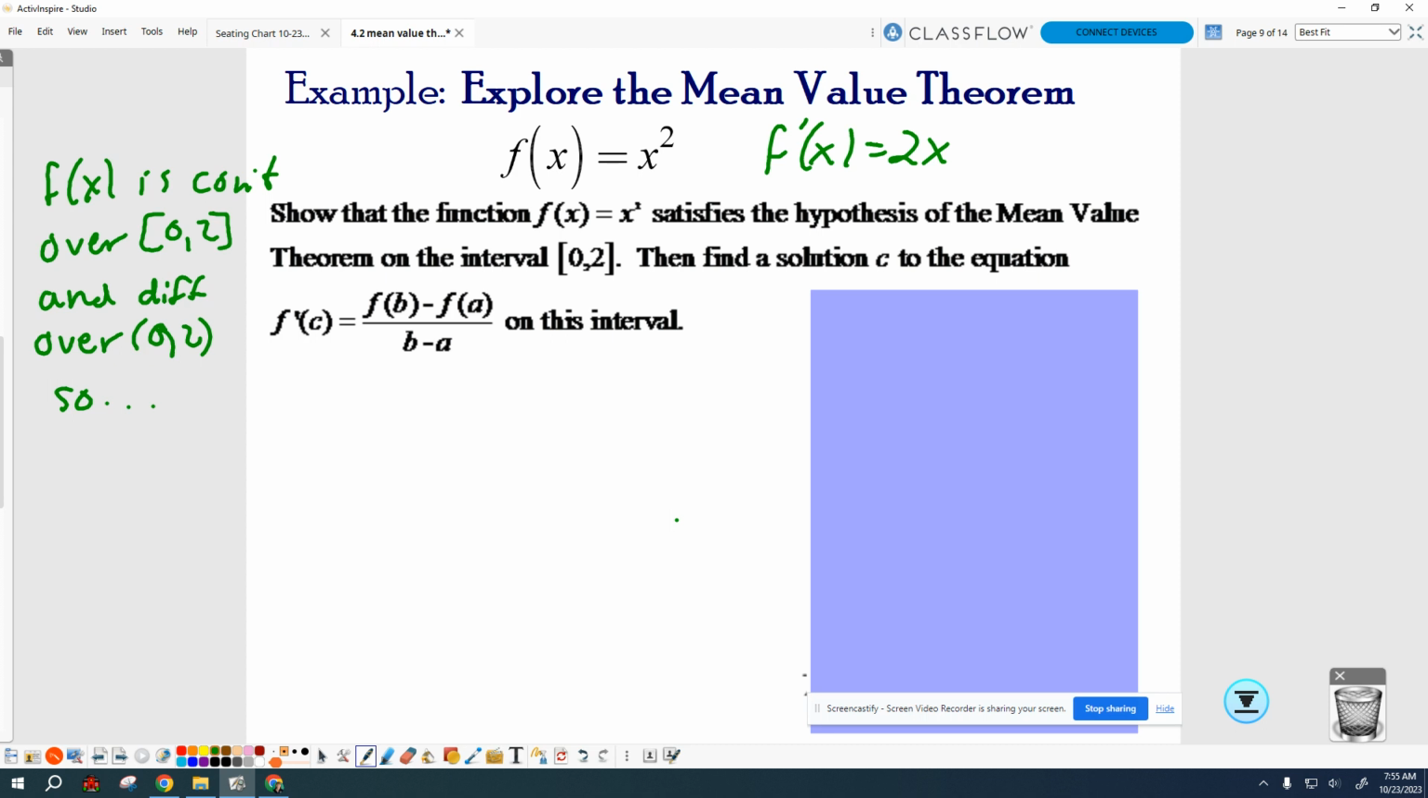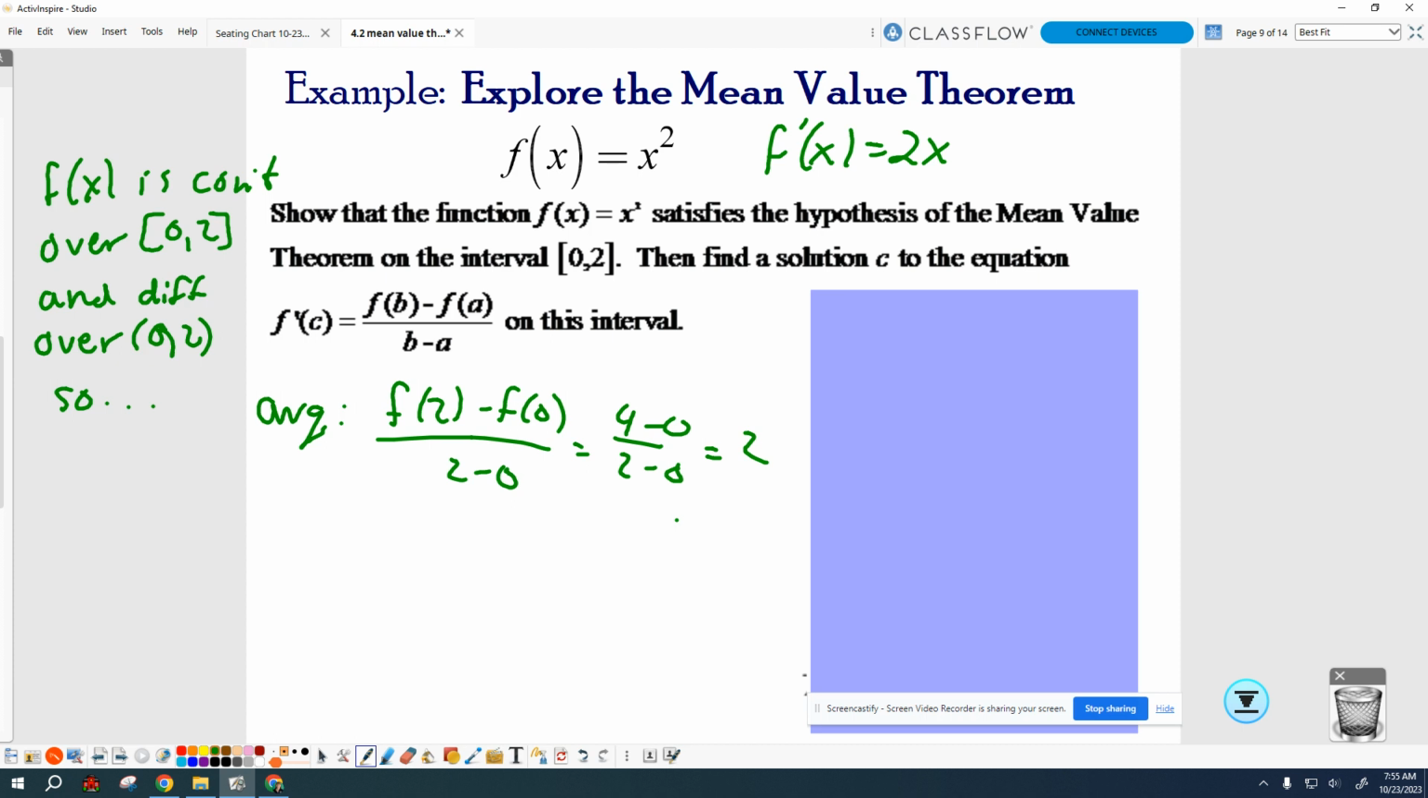Okay, so Luke, what would you do first? There's 2 good choices. Find the average over that. Okay, so what is the average? How do we do that? F of 2 minus f of 0 over 2 minus 0. So that's 4 minus 0 over 2 minus 0, which is 2.